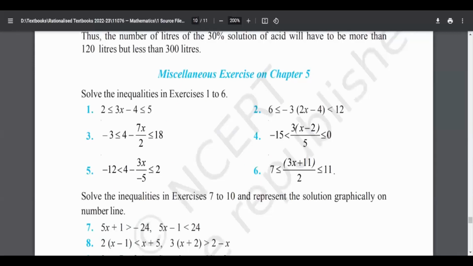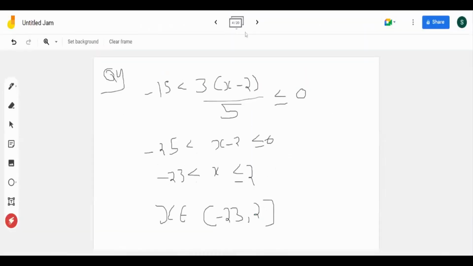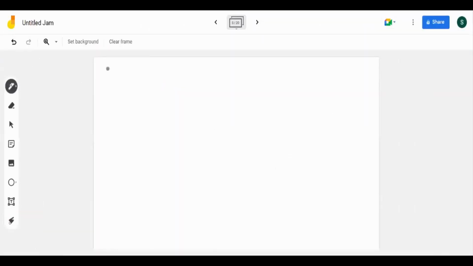Question number 5 is again of the same kind: minus 12 is less than 4 minus 3x by minus 5, which we can write as 4 plus 3x by 5. Let me write down the question first. Question number 5: minus 12 less than 4 plus 3x by 5, less than equal to 2.